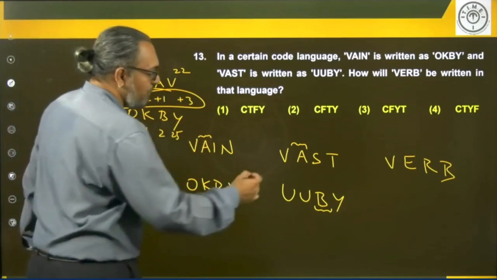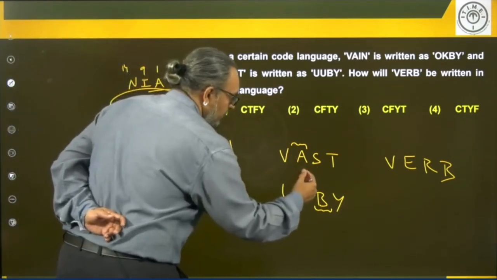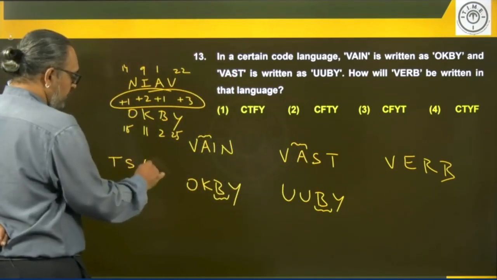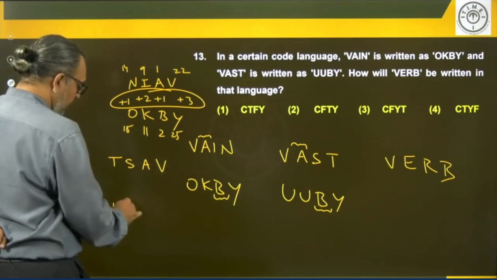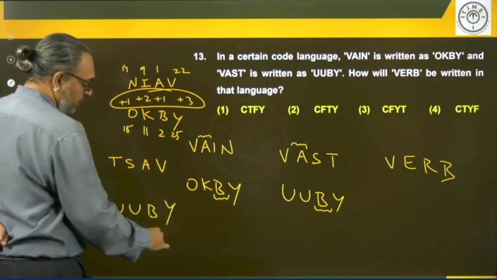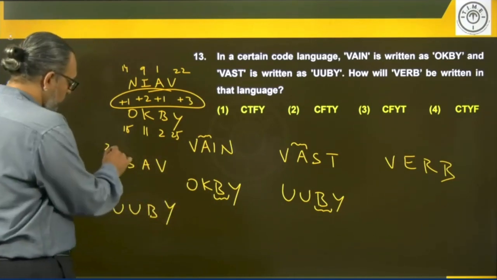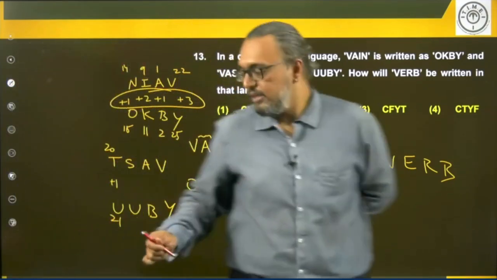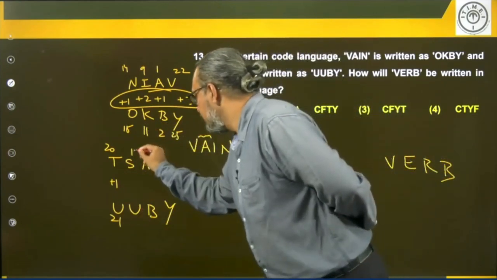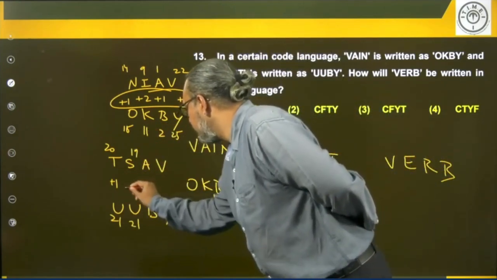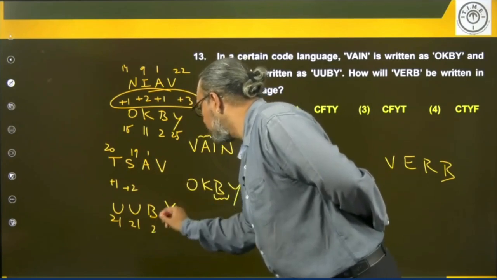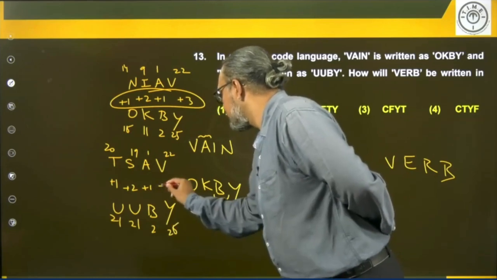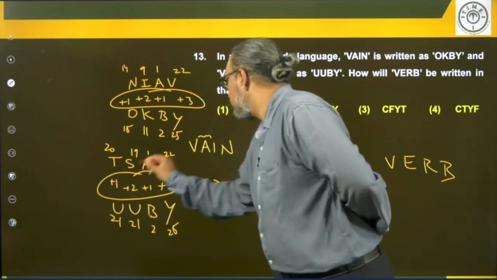Let us see if that is happening here. So if I write this again in reverse, you have the word vast, I'll write it in reverse, and then we have UUBY. Now check what is happening. This is 20, this is 21, so this is plus 1, correct? Then you have 19 and 21, plus 2. This is 1 and 2, plus 1. This is again 22 and 25, plus 3. So that is precisely the logic that I am looking for.